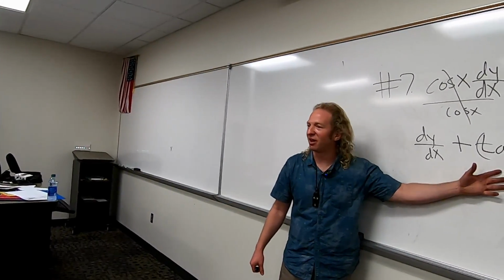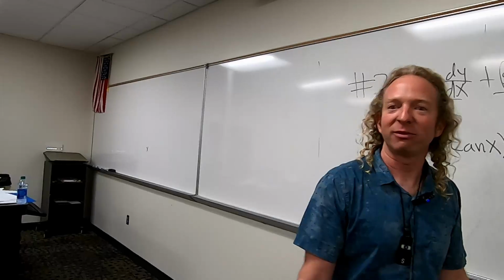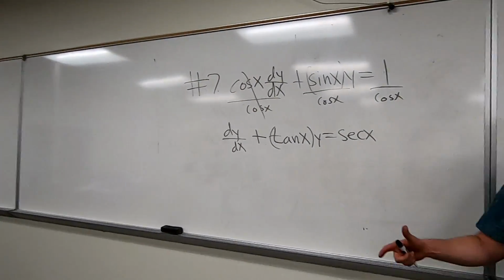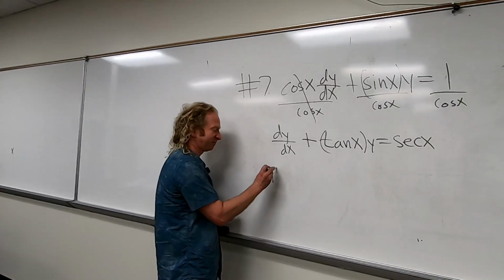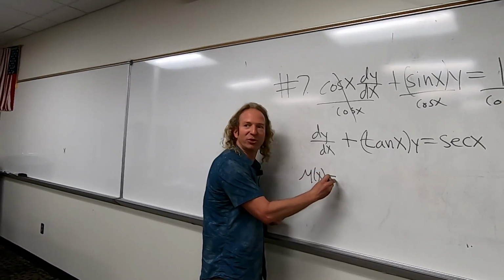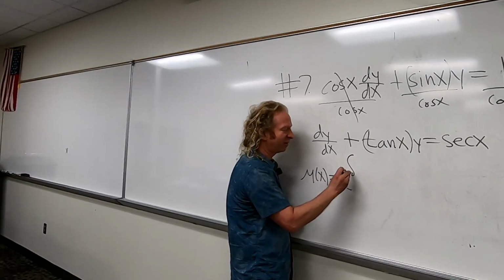So now we have to compute the mu thing. What's the mu thing called? Do you remember that it has a name? The integrating factor. Yes, very good. So mu of x is equal to e to the integral of tangent of x.